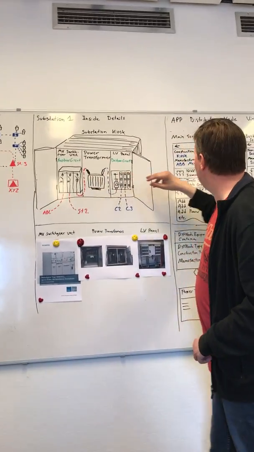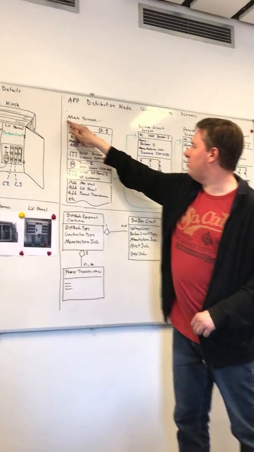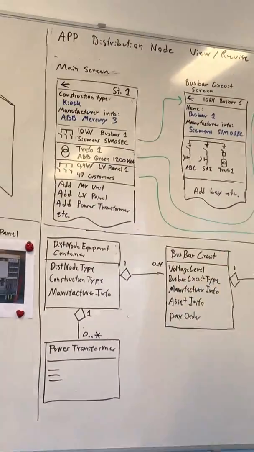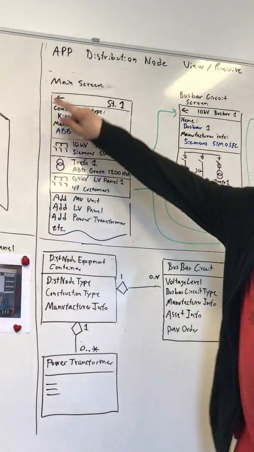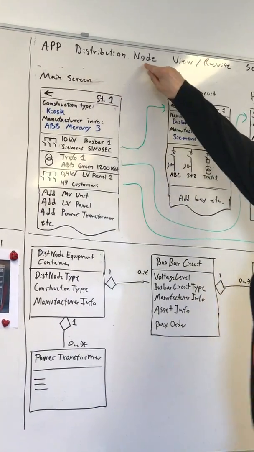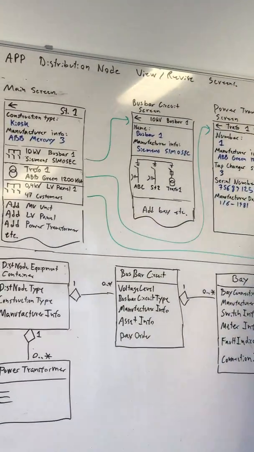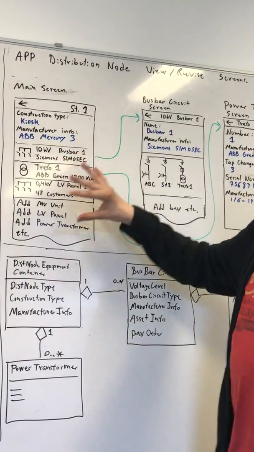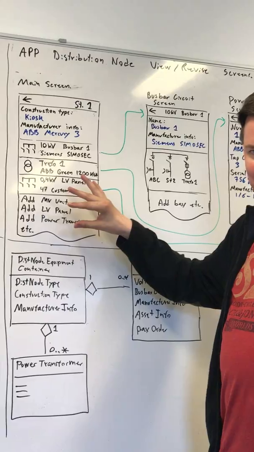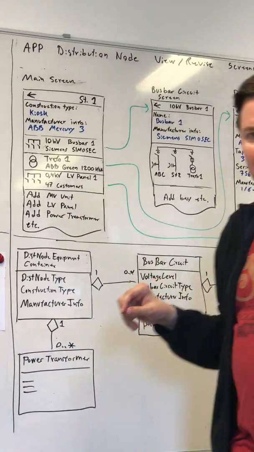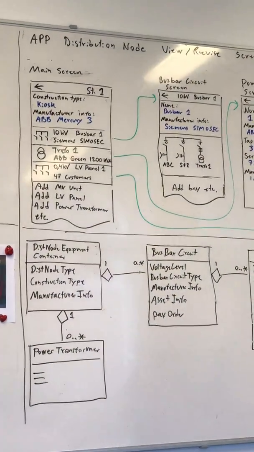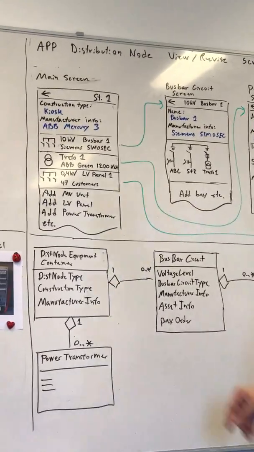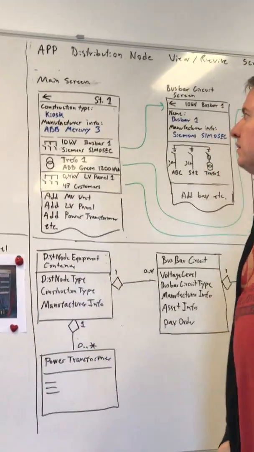it will open up something here like a main screen. I zoom in a little. Now, okay. I call this a distribution node view revise screen, right? So the first screen he gets is an overview of what's inside the substation. This is the distribution node that I have to create in the app, and it should look like this on the screen. Yeah. And the pop-up menu has to be like this.